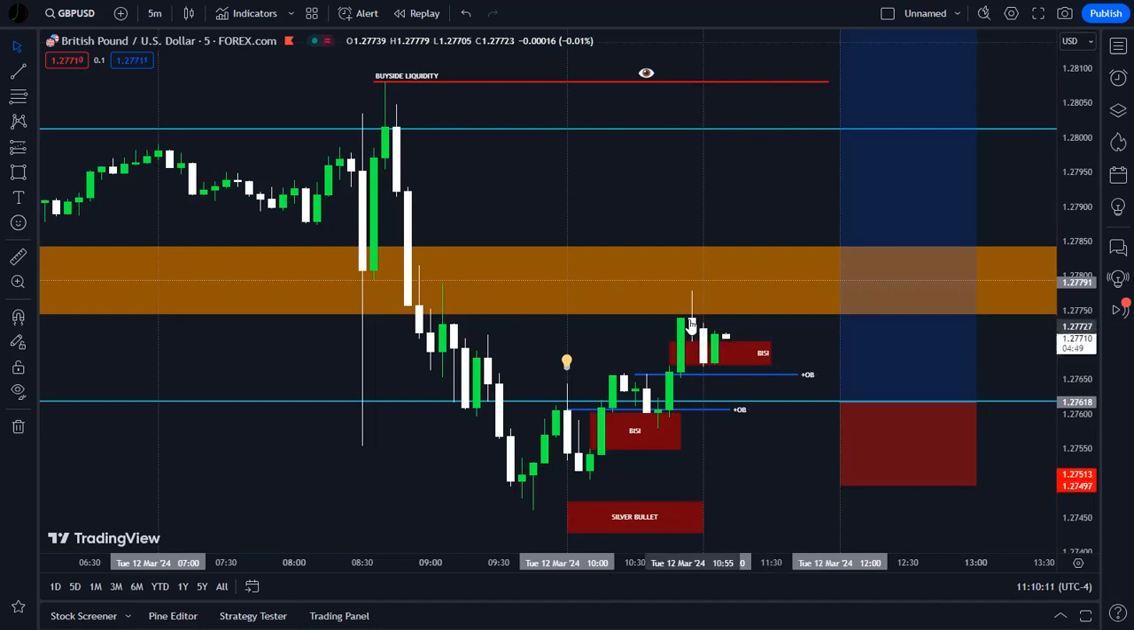So I'm watching now these two down close candles. The next candle closes above them. That makes these two down close candles the bullish order block. Okay.